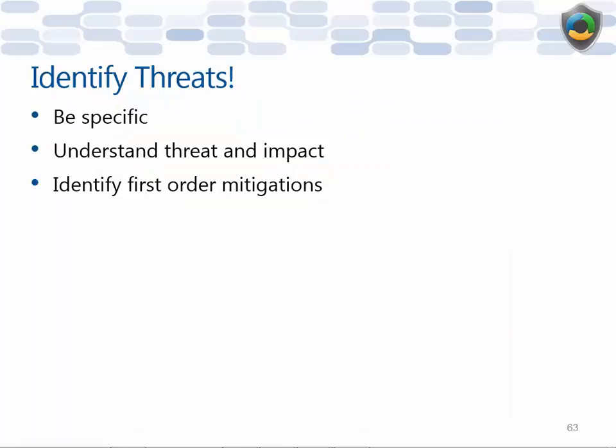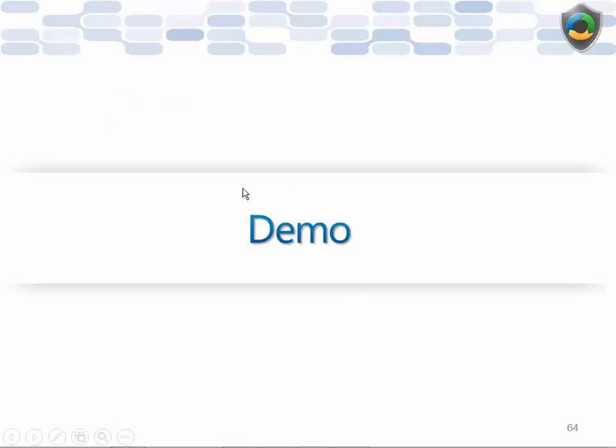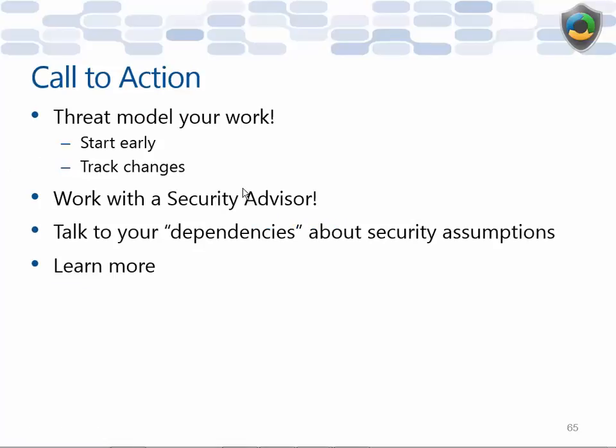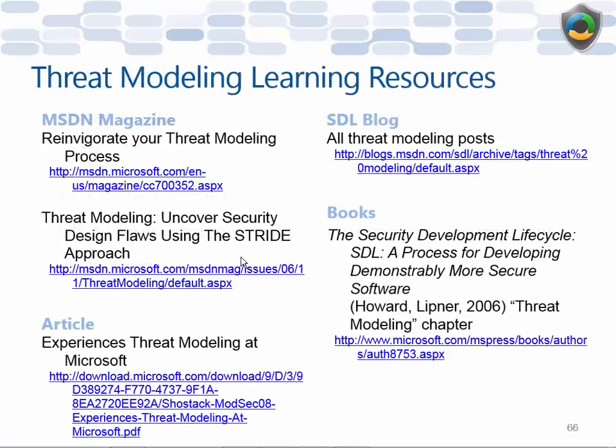So to conclude, when you're identifying threats, be specific, and make sure you understand both the threat and the impact of the threat. Identify first order mitigations. What's the most natural way of solving this? Start early, track your changes, and have some kind of security guru involved. Make sure everybody knows about any assumptions you've made. Learn all the time. Try to become more and more of an expert.